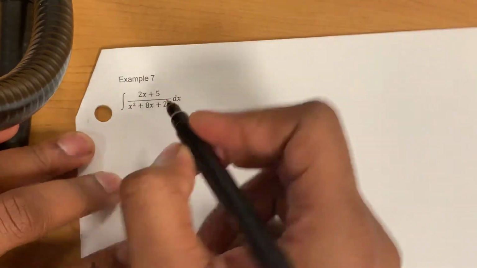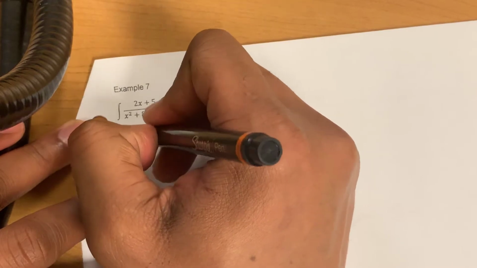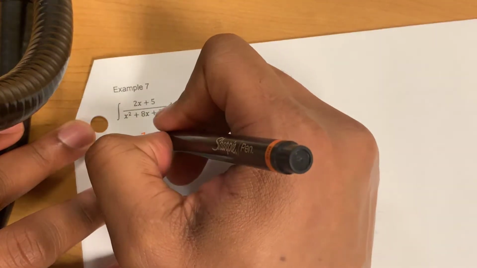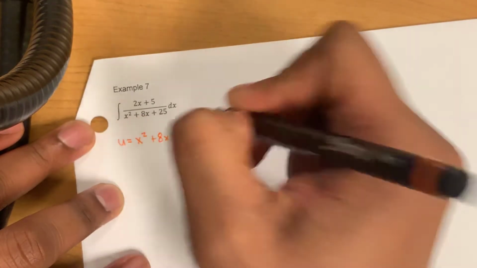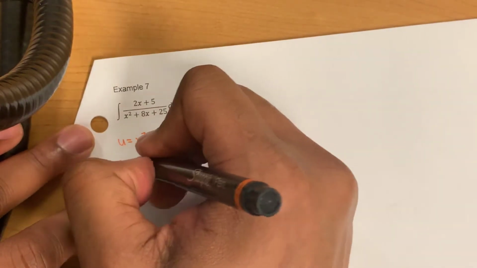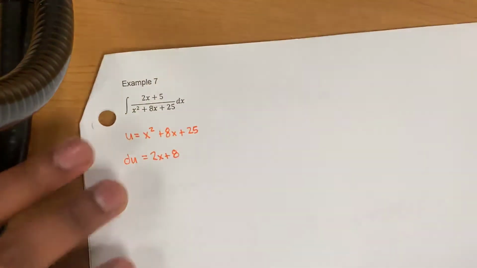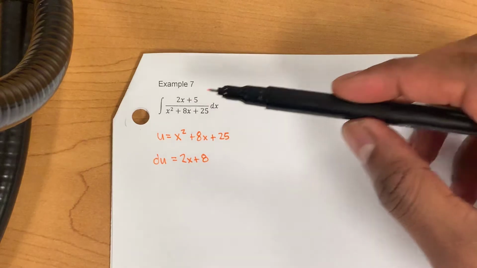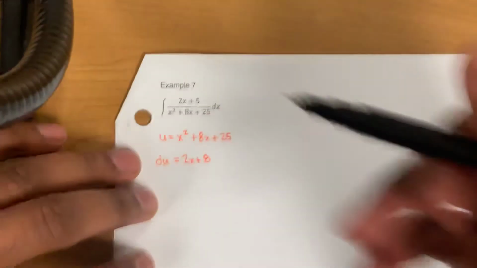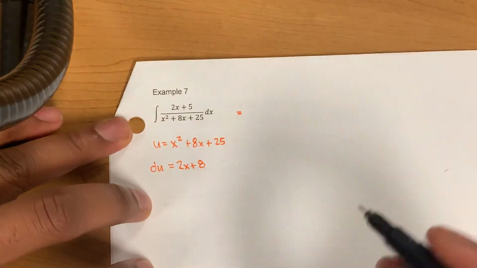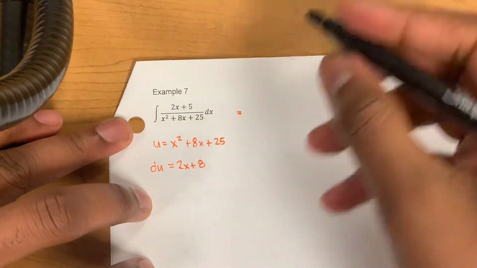Imagine we had a u substitution where u equaled x squared plus 8x plus 25. Then its derivative would be 2x plus 8. So the problem is on the top, we have 2x plus 5. Now, the good thing about math is as long as we add the same thing to an expression, we can keep it balanced.